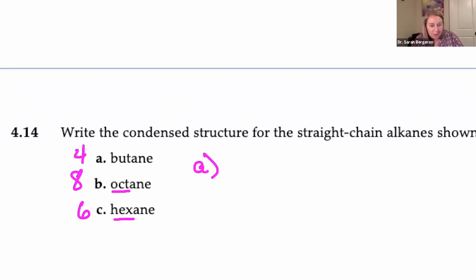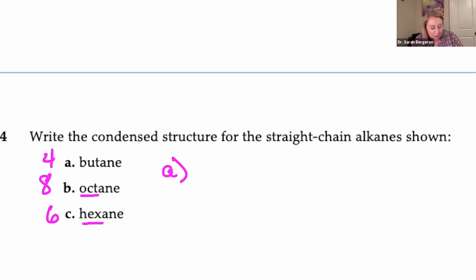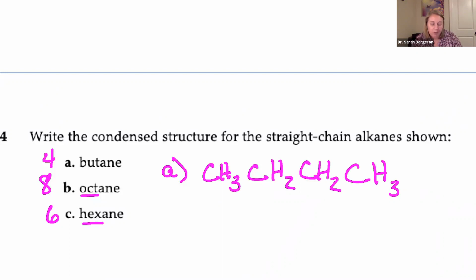So A, butane, I know I need 4 carbons. So 1, 2, 3, 4. I like to write my carbons first and then fill in hydrogens to make sure that I put the correct number of carbons. So now on the ends, in order to make 4 bonds, I'm going to need 3 hydrogens. Now on the inside, if there's nothing else attached, each carbon gets 2 hydrogens and you complete their octets.